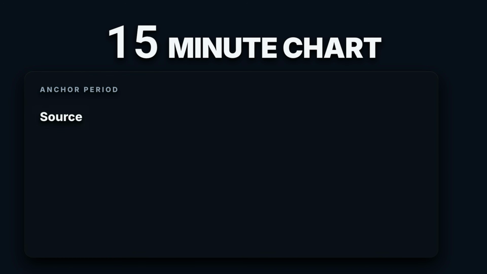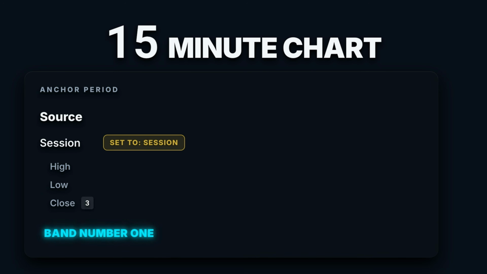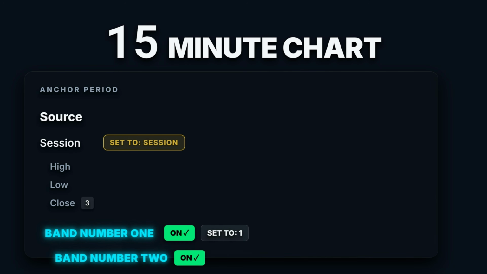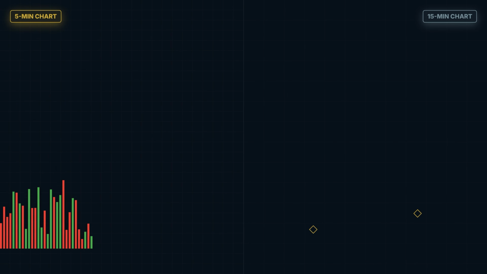For the anchor period, I want you guys to have this set to session. Source, high, low, close 3. Band number 1, have it on and have it set to 1. Band number 2, have it on and set to number 2. I know it looks identical to the 5-minute setup, but here's why the same numbers trade a little bit differently.